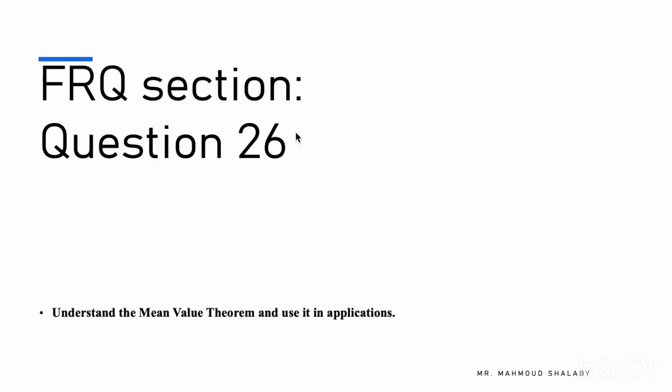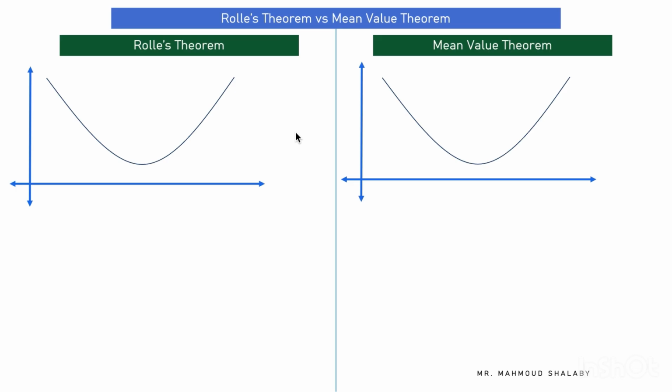Now with free response question 26: understand the mean value theorem and use it in applications. I will go over the meaning of the mean value theorem and Rolle's theorem first before we dive into the questions. So I put a comparison as we have done in class. Let's say I will choose here a point A, and I will go to the other side and choose somewhere the point B. These are 2 values on the x-axis, of course, and this is the y-axis.